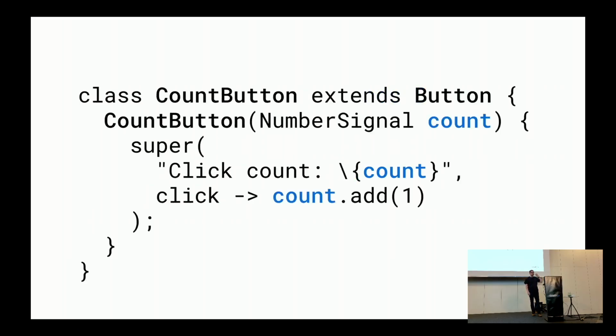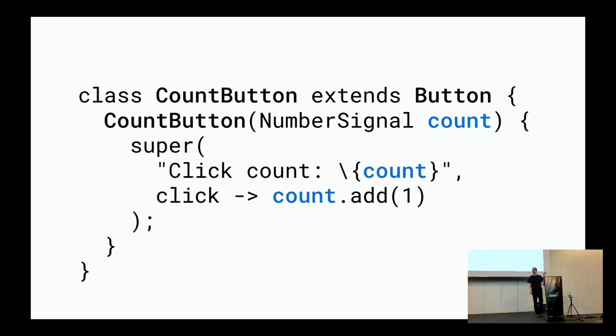This is the same in Flow. This doesn't work today, but I hope it will work in the future. So we could make a count button. It's a Java class extending the built-in button class from Vaadin. We receive the same kind of signal with the count from outside. We don't have to care about what's behind this signal. All we know, it's a number, we can increment it.